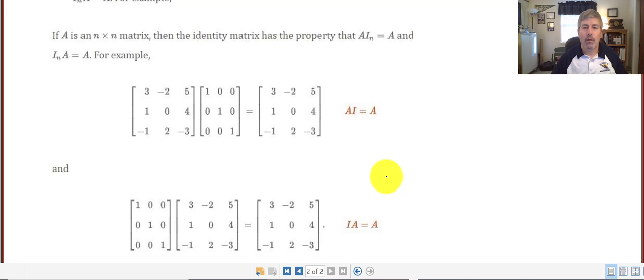So there's some more properties on multiplying matrices, and you'll get some more practice with this when I see you in class.